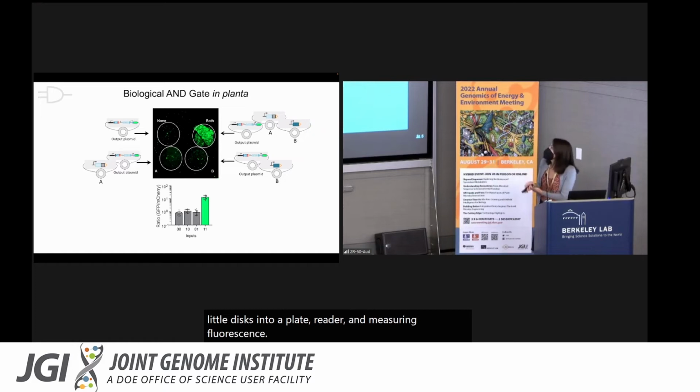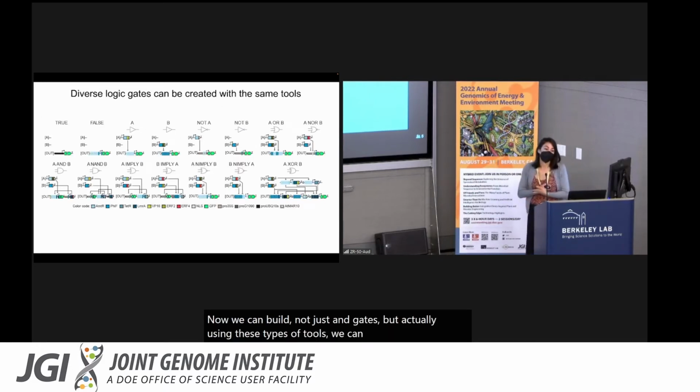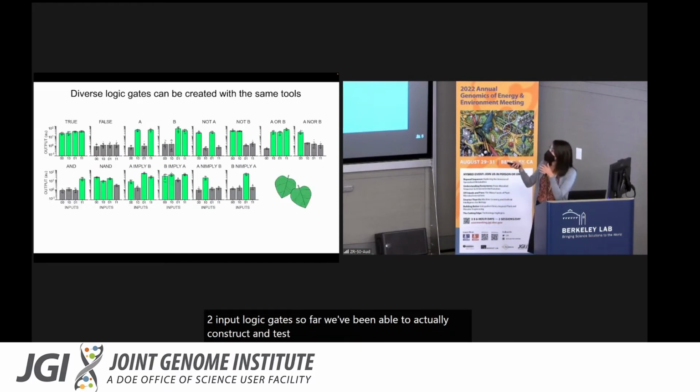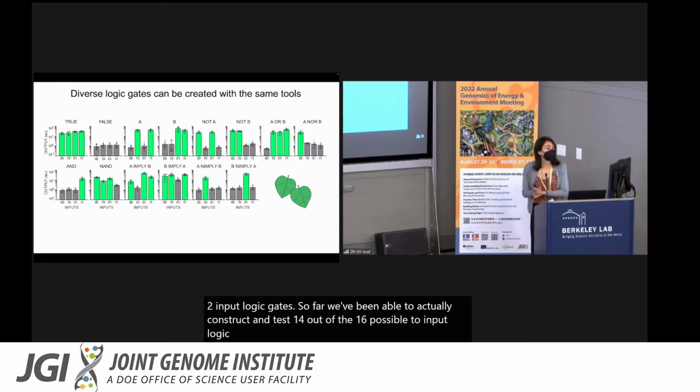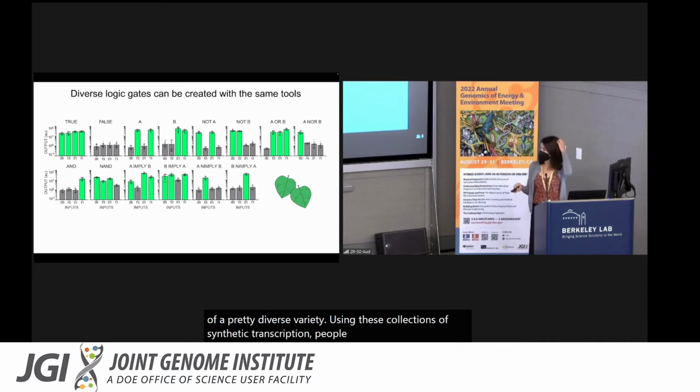Now we can build not just AND gates, but actually using these types of tools, we can design and build all 16 different 2-input logic gates. So far, we've been able to construct and test 14 out of the 16 possible 2-input logic gates and show that, at least in Nicotiana leaves, we're able to build logic gates of a pretty diverse variety using these collections of synthetic transcription factors.